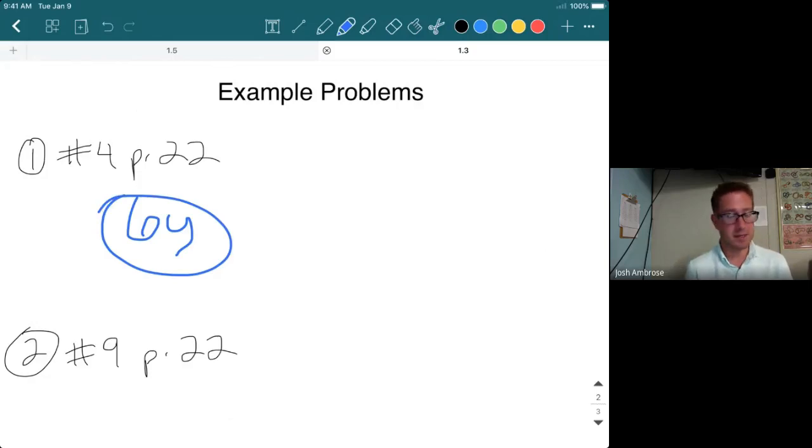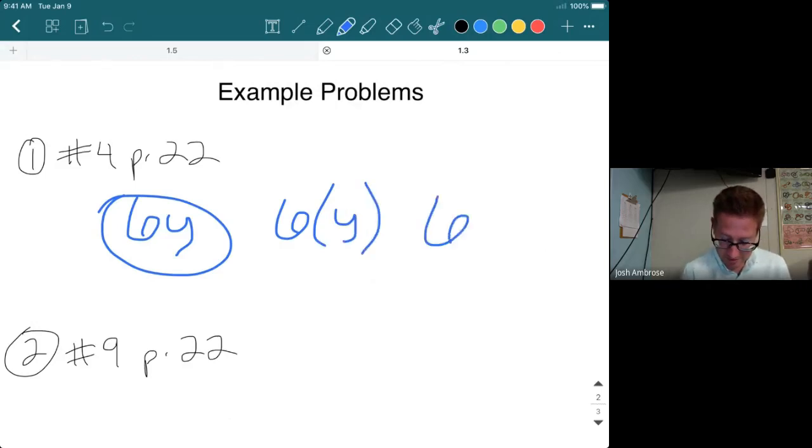Done. That's all you have to do. You could say, all right, I have 6, and then in parentheses, you could put y. That's the same thing. You could put 6, you could put the little dot, and then you could put y. That's the same thing. I would recommend that you do not use the multiplication symbol as that and x are the exact same looking thing.